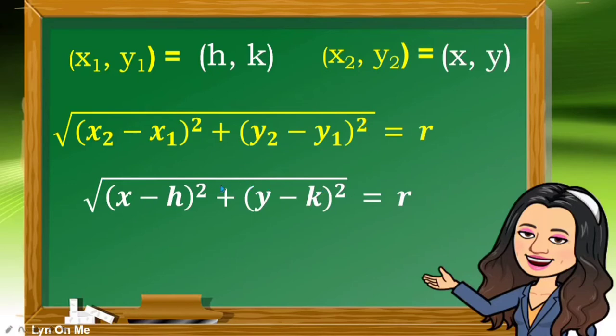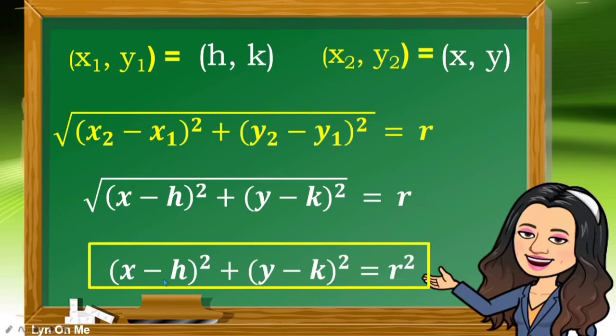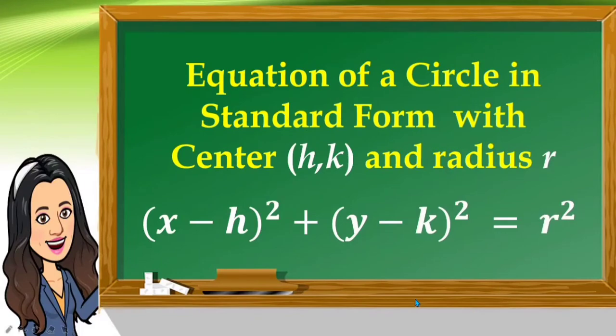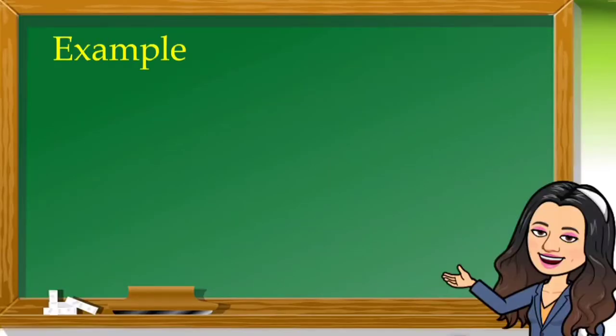If we square both sides of the equation, we will arrive at the square of the quantity x minus h plus the square of the quantity y minus k is equal to r squared. And this is the equation of the circle in standard form with center (h, k) and radius r. Take note, the square of the quantity x minus h plus the square of the quantity y minus k is equal to r squared. Let us have an example for this topic.